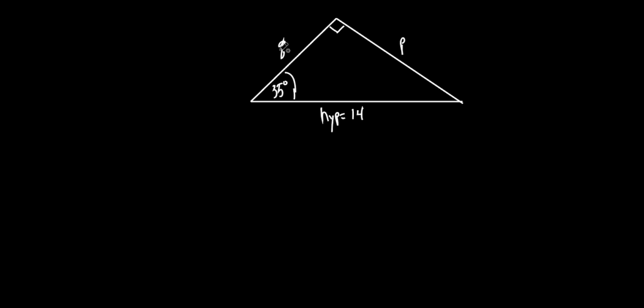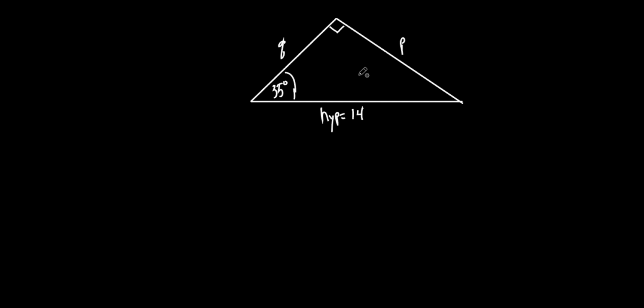So what is the side Q to that 35? If this is the hypotenuse, what is the side Q to that 35? It's adjacent, right? This is adjacent. What is P to the 35? It's opposite. Very good. All right, so now here's how we're going to use the trig.